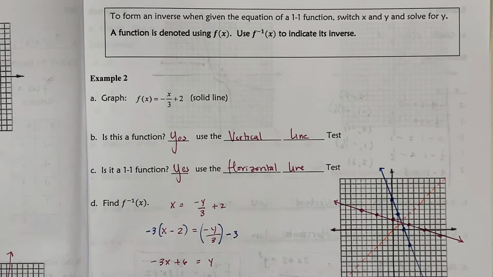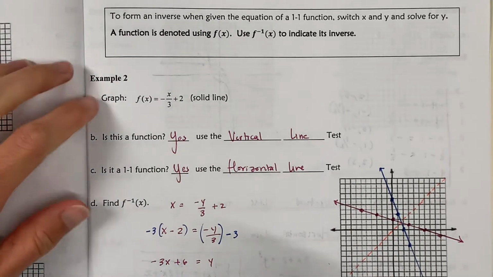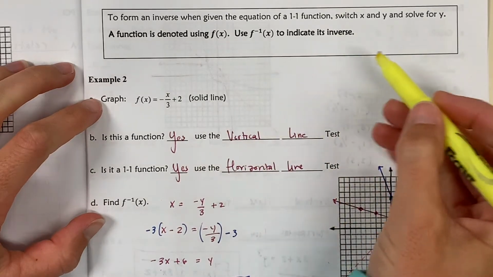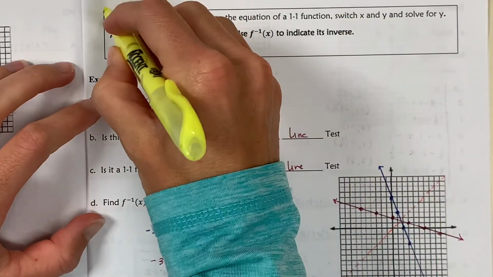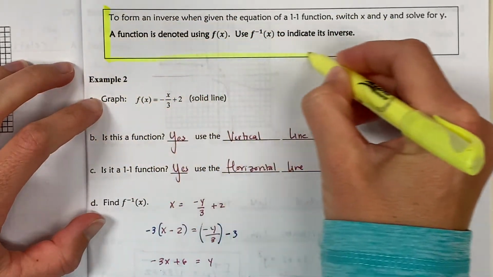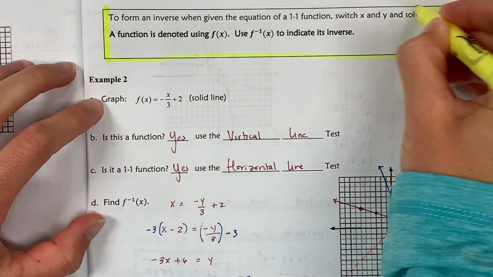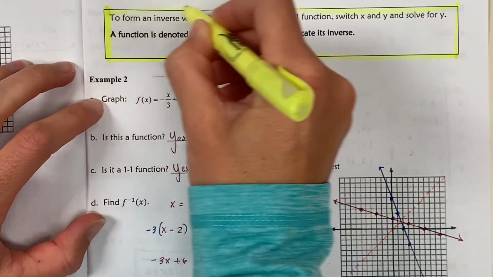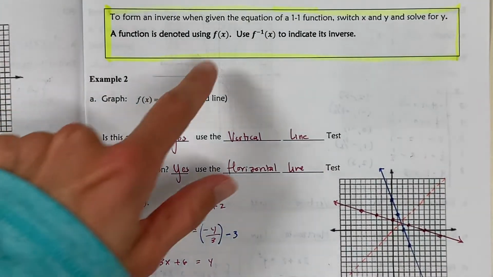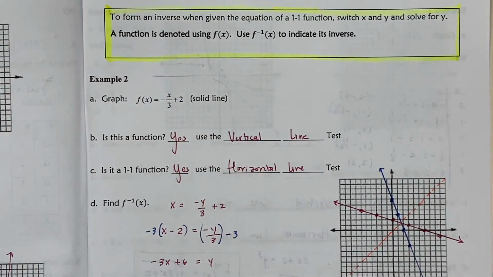Now, to form an inverse when given the equation of a one-to-one function, we are going to switch the x and the y, and then we solve for y. The original function is always denoted with f of x. The inverse function is always denoted with f inverse, or f to the negative 1 power of x.